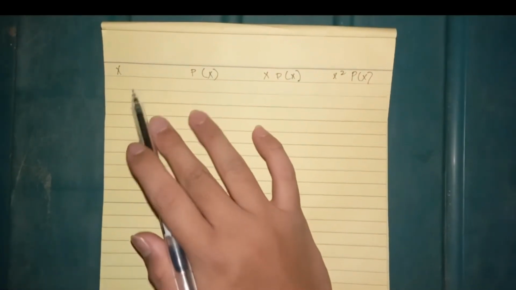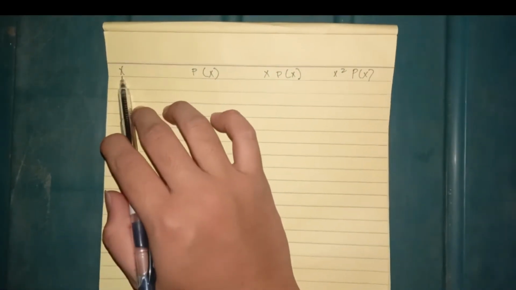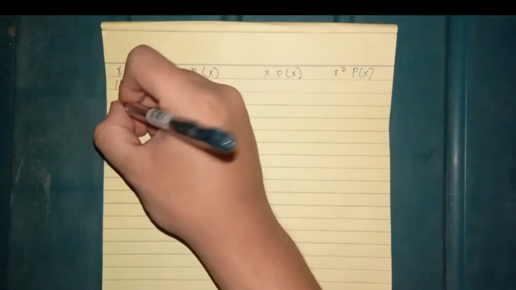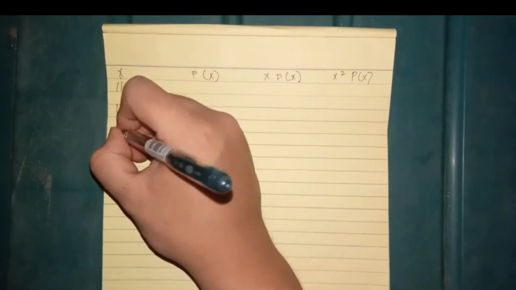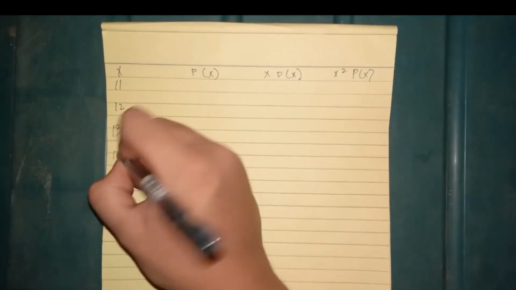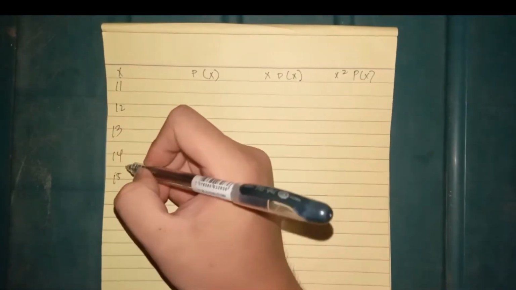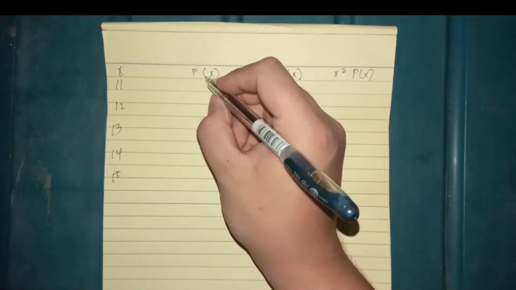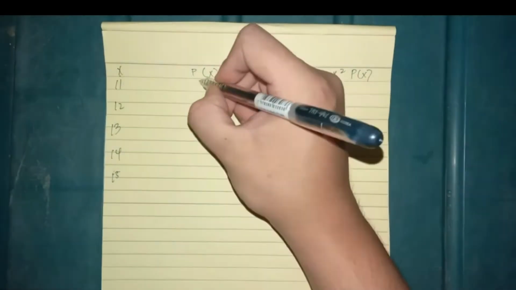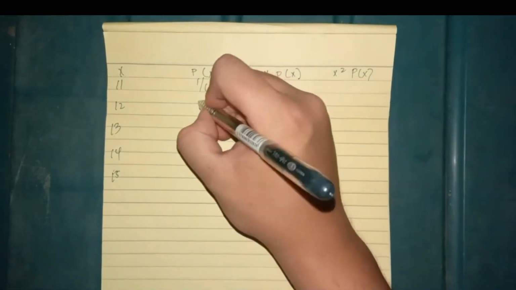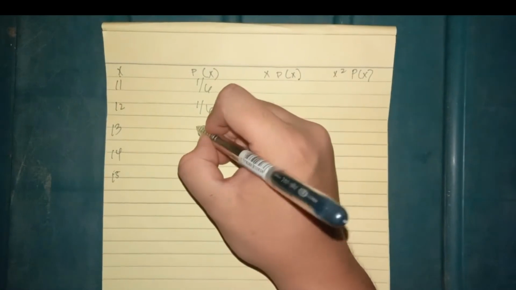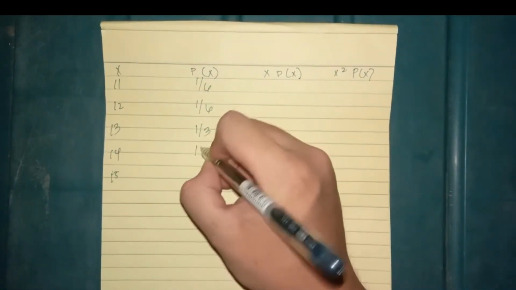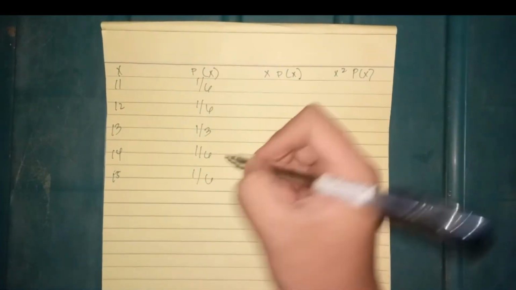The third step is yung X. Ito yung sample means natin. Ito yung 11, 12, 13, 14, and 15. Ito naman yung next natin, ito yung probabilities, which is yung 1 over 6, yung 1 over 6, and 1 over 3, yung 1 over 6 and 1 over 6.